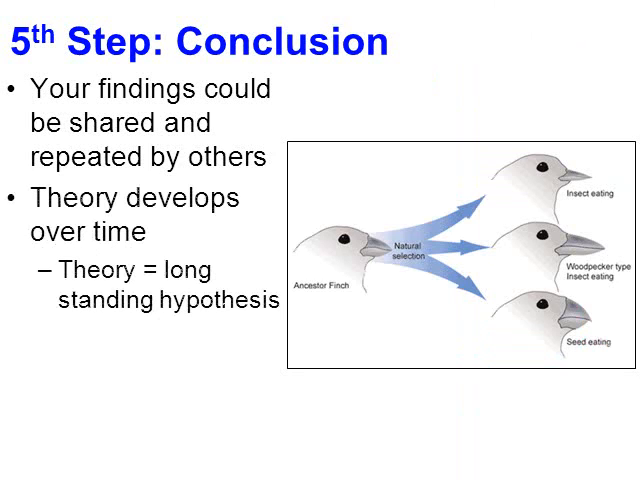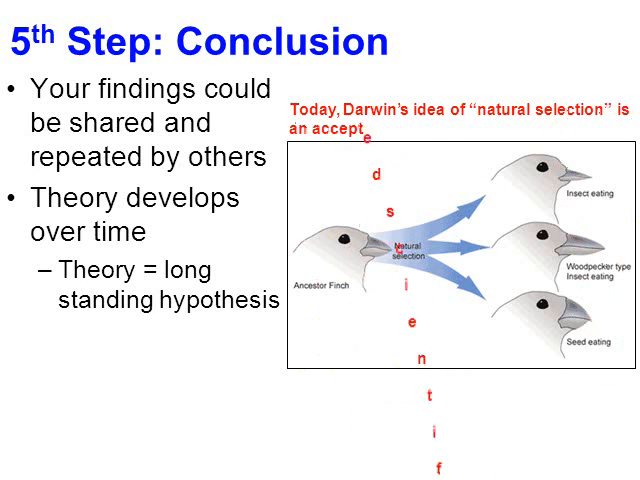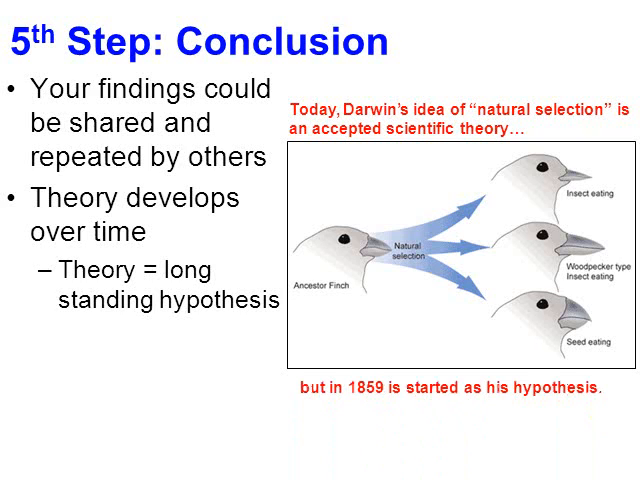And over time, perhaps, just perhaps, and I'm not saying this happens in a month or a year, it could take decades perhaps, but over time, a hypothesis could eventually become a theory. A theory develops over time. In the picture, we have kind of a picture just summarizing Darwin's idea of natural selection. Today, Darwin's idea of natural selection is very much a well-established, accepted scientific theory. But in 1859, when he wrote the book On the Origin of Species, this was really his hypothesis at the time, that organisms with advantages would survive better and pass on those advantages to their offspring.